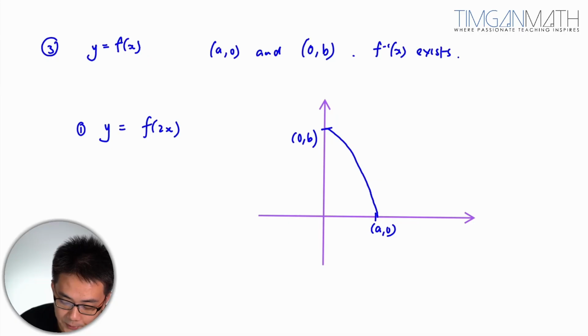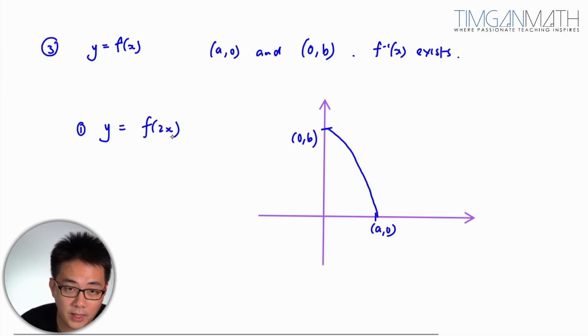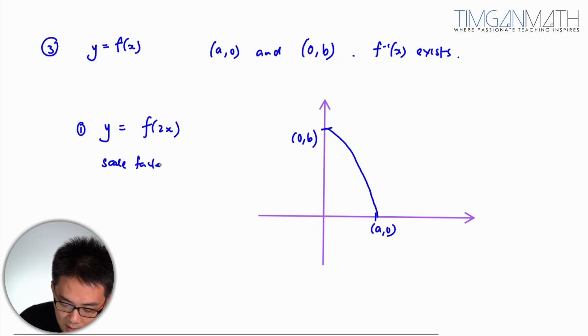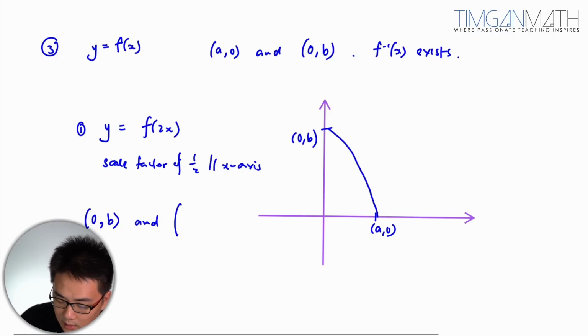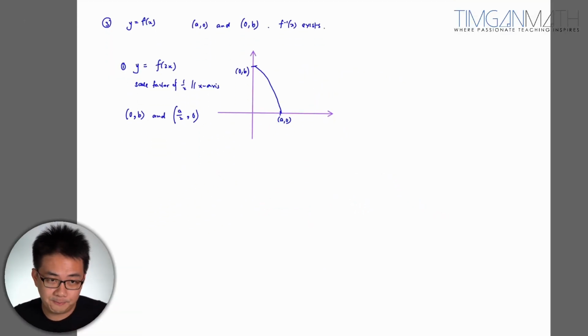All right. So when you apply f(2x), it means that this becomes a scale factor of half, parallel to the x-axis. So in other words, this will be half, and this will remain the same. So for the first one, the (0, b) will remain as it is, and after which we have got (a/2, 0). That's about it for the first part.